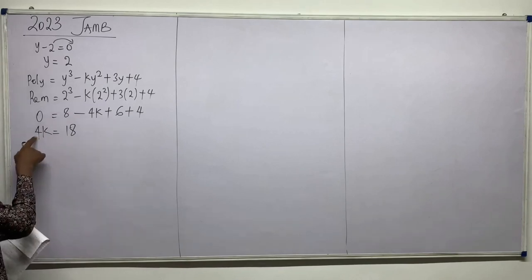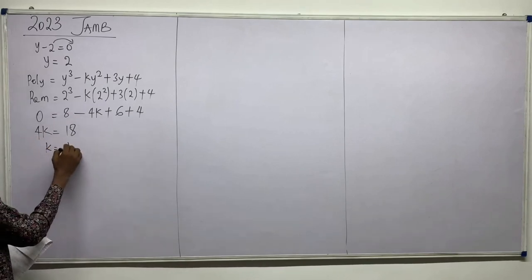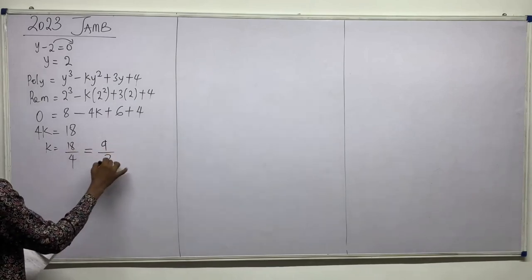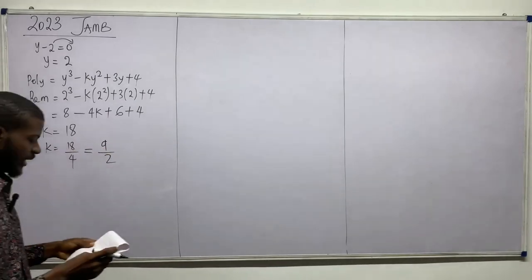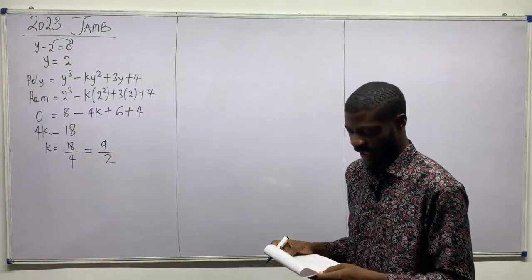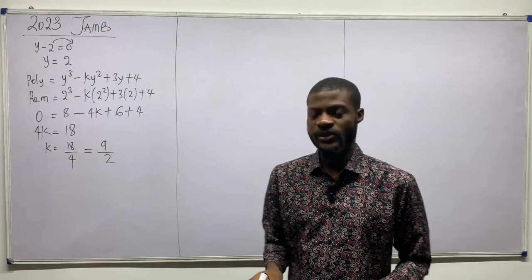So what would I do next? Divide both sides by what? By 4. So k is equal to 18 over 4. And if you divide this, you'll be getting 9 over 2 as your final answer. So that would be the result for that. So that's your k, 9 over 2. The next question is question 14.